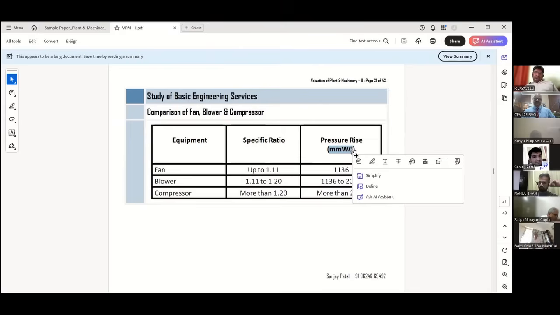Water column. mmWc is millimeter of water column. Yes. It is used to measure pressure, water pressure, in mm.